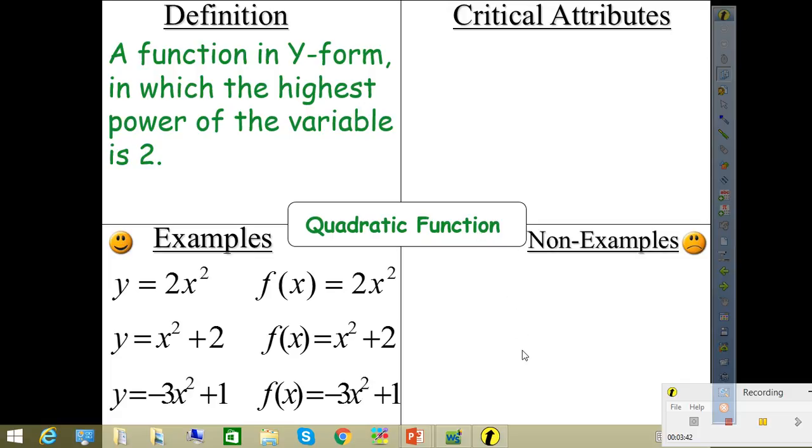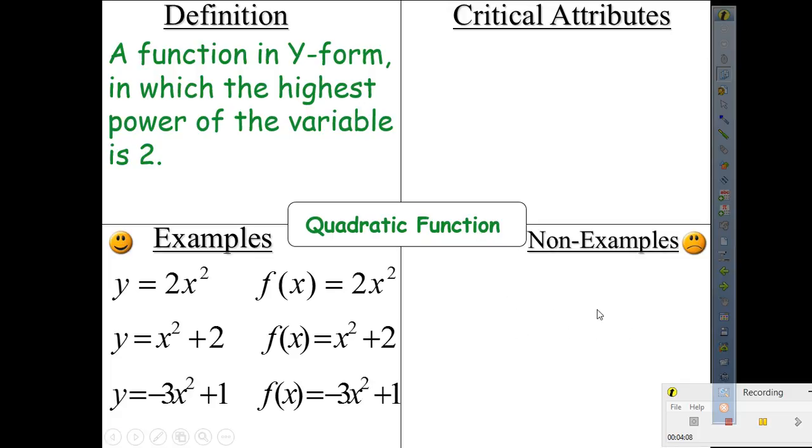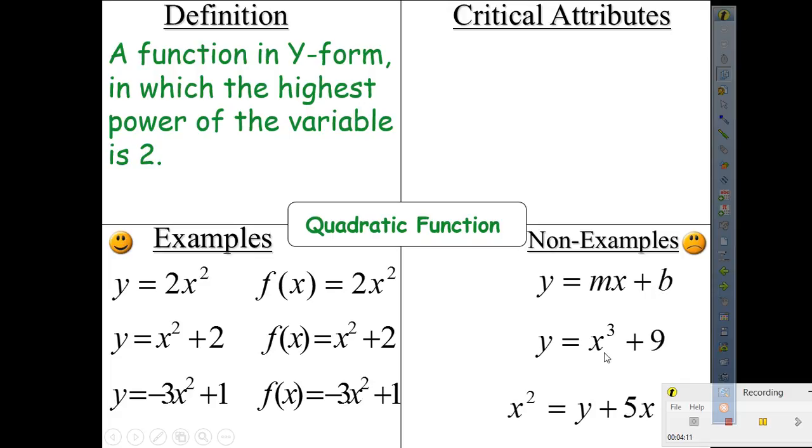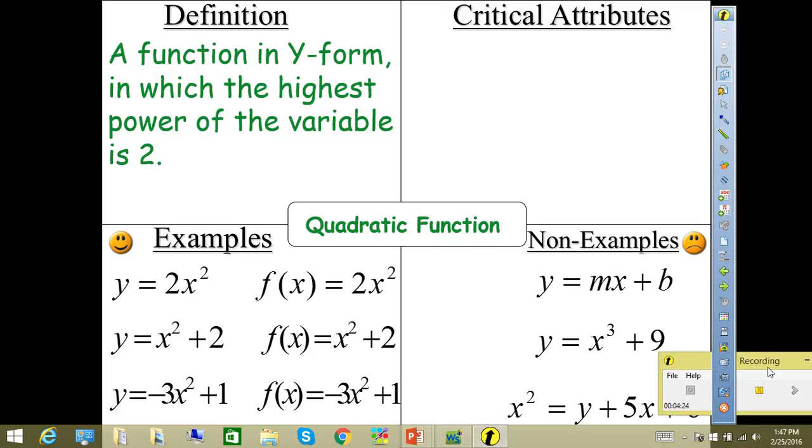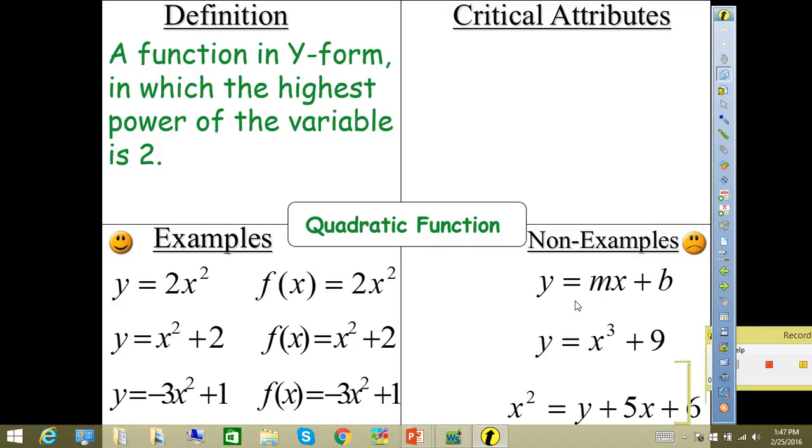Let me show you what does not represent a quadratic function. It says y equals mx plus b, y equals x cubed plus 9, and x squared equals y plus 5x. Copy that, please. We already know what a quadratic function is. So look at these. Why are these not quadratic functions? Think about it. Look at these three. So let's look at the first one, Caden. Why is this not a quadratic function?